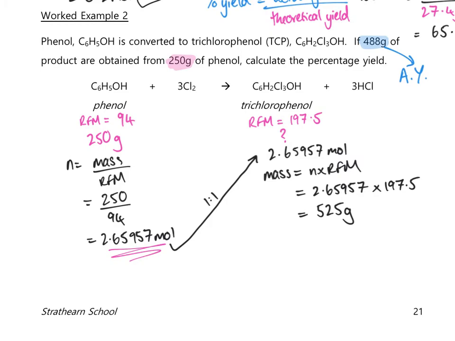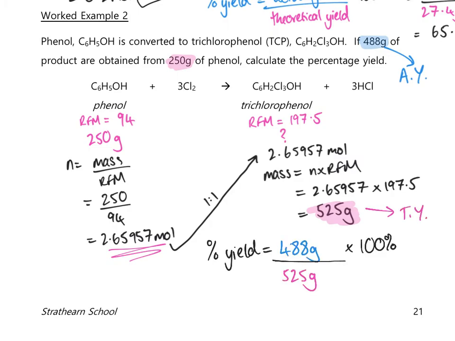And that gives us a theoretical mass, a theoretical yield of 525 grams. It's okay to round off at this point because your actual yield has been given to you to 3 significant figures, so it's wise to put your theoretical yield in to the same number of significant figures. So that's 525 grams. So then we want to calculate our percentage yield by doing actual yield over theoretical yield.